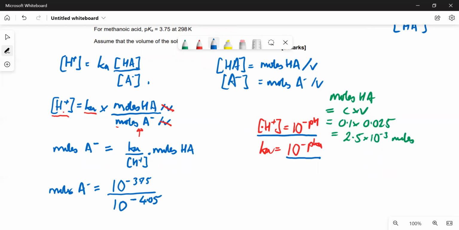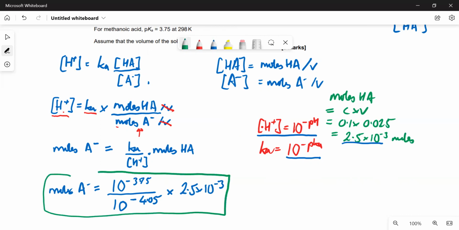So we've got that, and the moles of HA we worked out there, 2.5 times 10 to the minus 3. So do all that on our calculator, and we get moles A minus is equal to 4.988 times 10 to the minus 3. Now we have the moles of A minus, so that's the moles of sodium methanoate. And of course, the formula of that is NaCO.